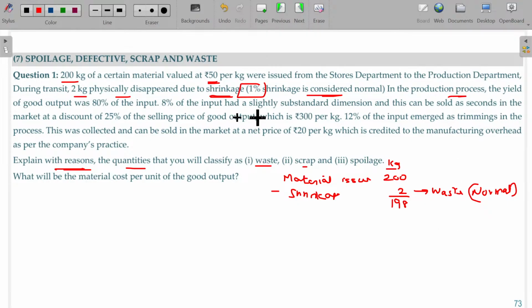In the production process, the yield of good output was only 80% of the input. So, in that input, how much output are you getting? Only 80% output. Come on, tell me. 80% on this.